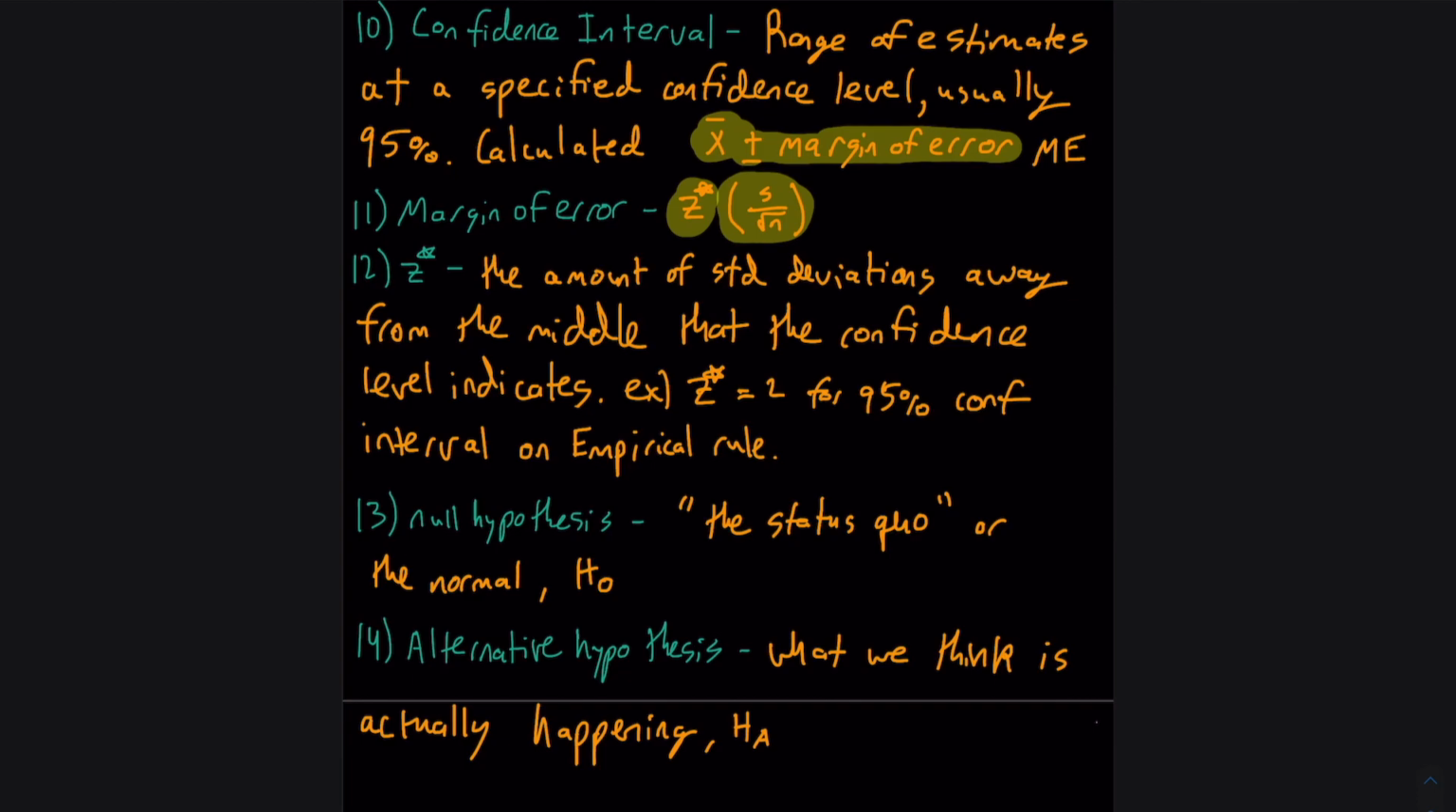And number 13 is the null hypothesis. That is basically the status quo or the normal, and we would write that with H naught. Number 14 is the alternative hypothesis. That's what we think is actually happening or what we're testing for. So that would be written with H and then subscript A for alternative hypothesis.